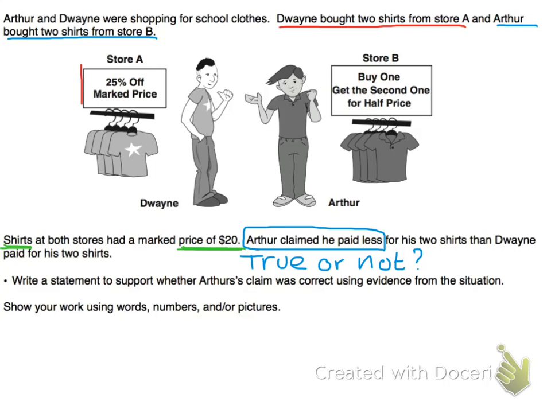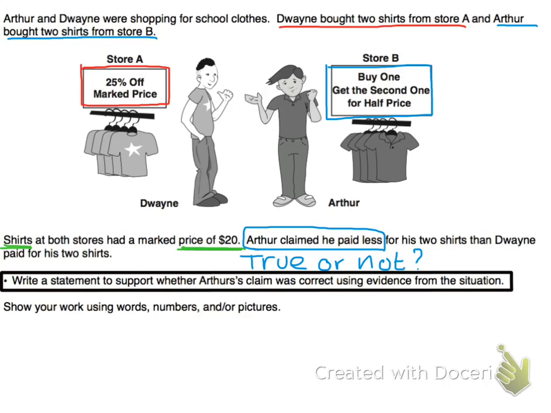Oh yeah, right here in the picture, I see information. One store has shirts for 25% off the price. That's the marked price of $20. And this store has a sale, I guess, where you buy 1 shirt and you get the second shirt for half price. So now I understand that there's going to be a difference between their prices, or at least it seems like it. I'm going to put a box around this because I have to remember to write a statement. Right? These are the instructions. Write a statement to support whether Aurther's claim is true.